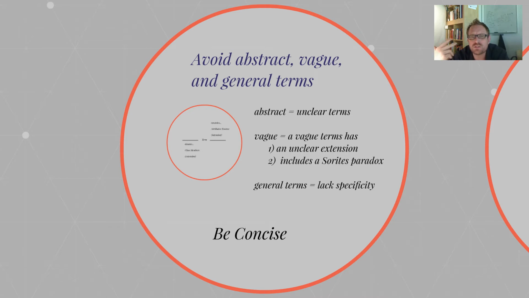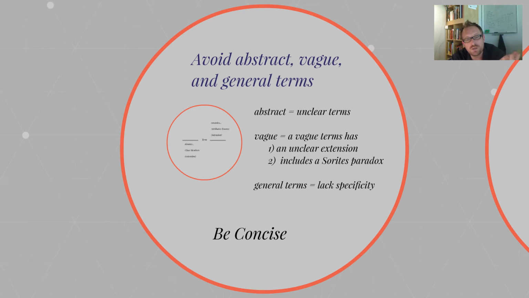It also seems to include, another example of vagueness, is anything that can be an example of a Sorites paradox. I'm going to explain that here in just a minute. But the third here is that when you use highly generalized terms, then the problem is you lack specificity.